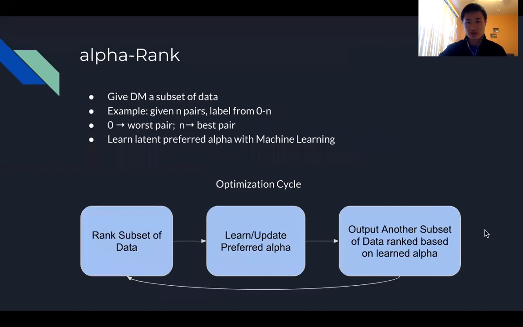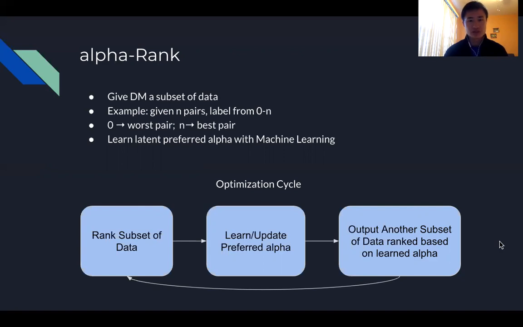So the name of this framework is called alpha rank. And like I said before, a decision maker is given a subset of the data. They're given n pairs in which they will label from 0 to n for each of the given pairs. A score of 0 represents the fact that a certain pair is the least preferred pair for a decision maker, while a score of n represents the most preferred pair for a certain decision maker. It's important to note that every single pair can only be given an integer score. So essentially, the decision maker is ranking a set of tuples. And from this ranking, the machine learning algorithm will learn a preferred alpha value.